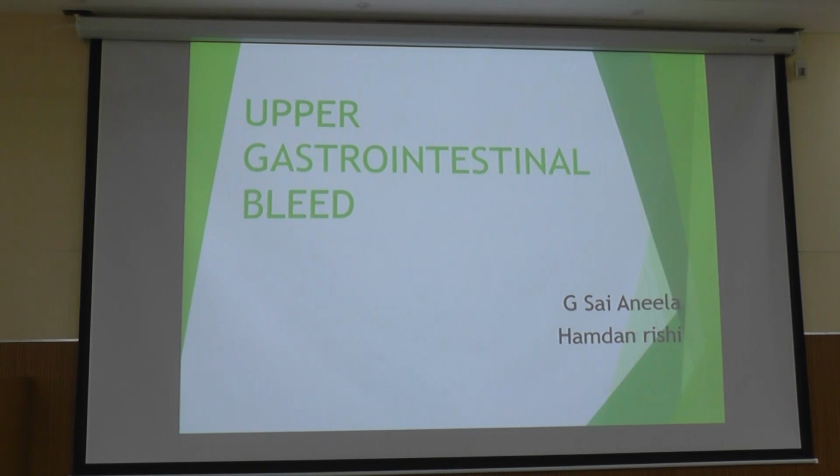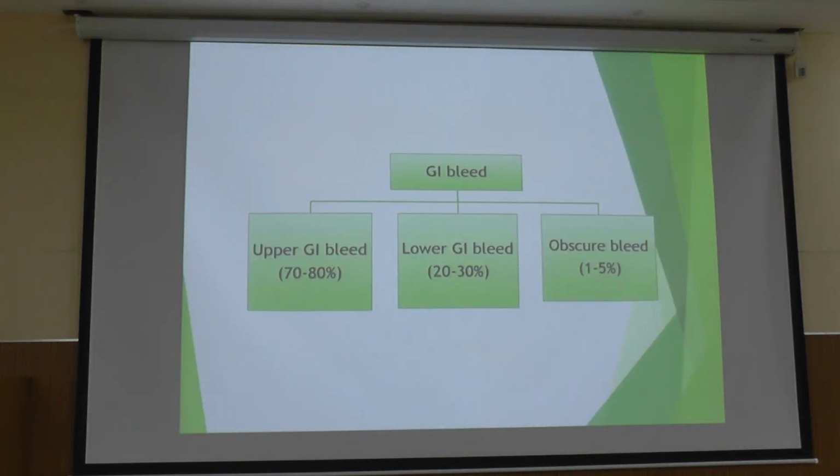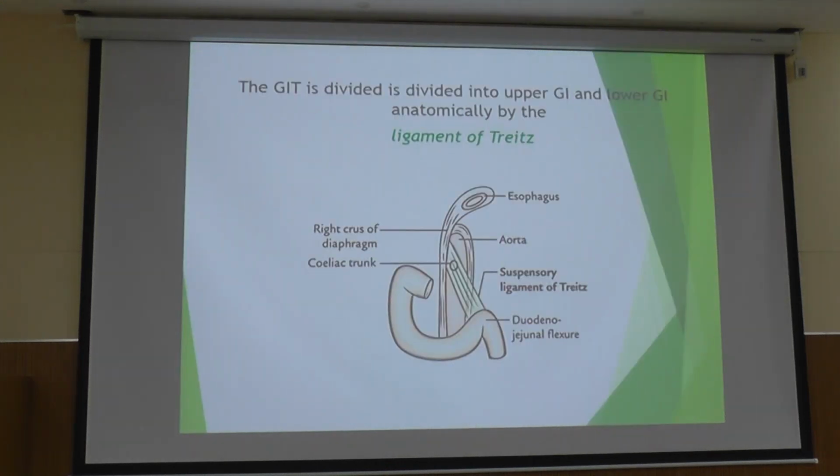Good afternoon, I am Anila and I am going to talk about the etiology and clinical features of upper GI bleed. The gastrointestinal bleed, like sir said, when it occurs, it can either be upper GI bleed or lower GI bleed or obscure bleeding. So, what is upper GI bleed? The gastrointestinal bleed occurring proximal to the ligament of Treitz is called upper GI bleed. We all know the ligament of Treitz is a fold of peritoneum which extends from the right crus of the diaphragm to the duodenojejunal flexure.